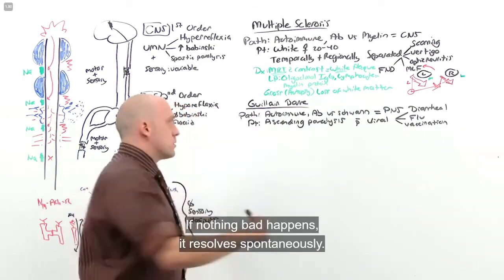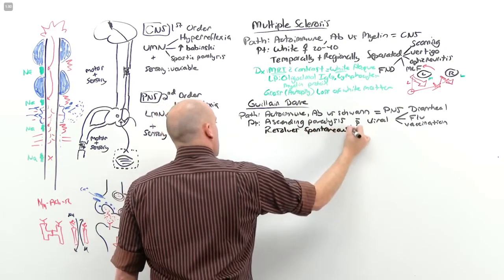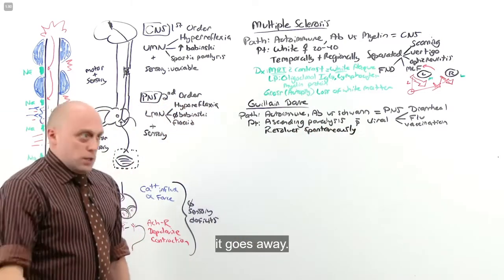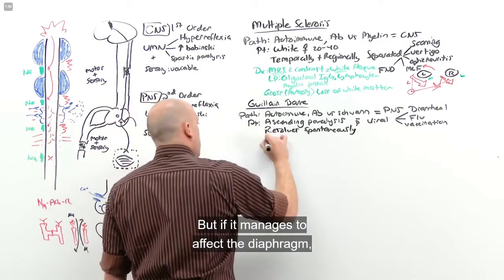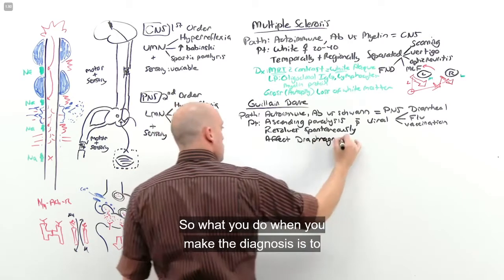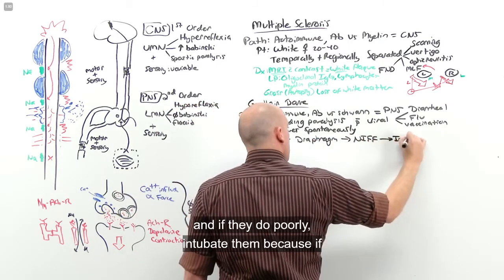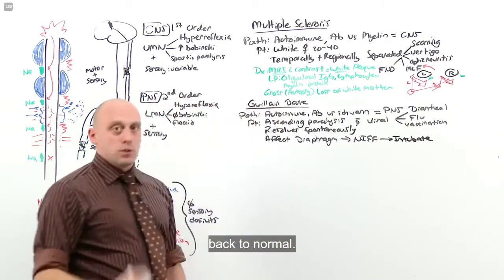If nothing bad happens, it resolves spontaneously. It is not relapsing remitting. It is not a chronic disorder. It goes away. But if it manages to affect the diaphragm, causing paralysis of that, it could be fatal. So what you do when you make the diagnosis is to get a NIF test. How deep can they breathe? And if they do poorly, intubate them. Because if you give them time, it will go away and they will go back to normal.